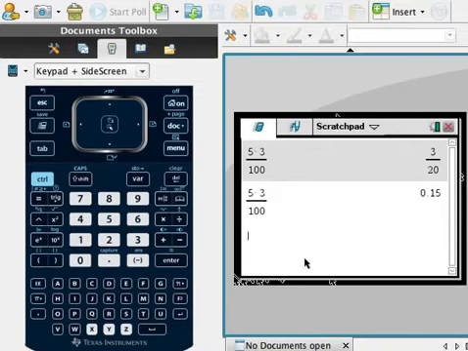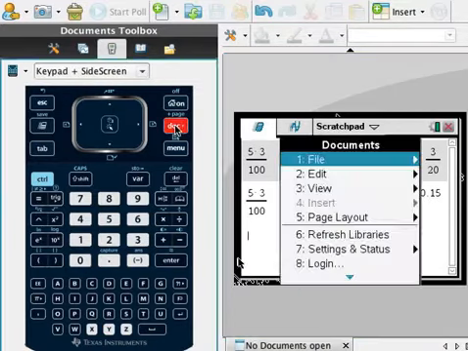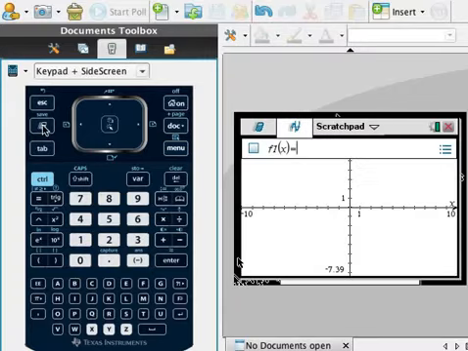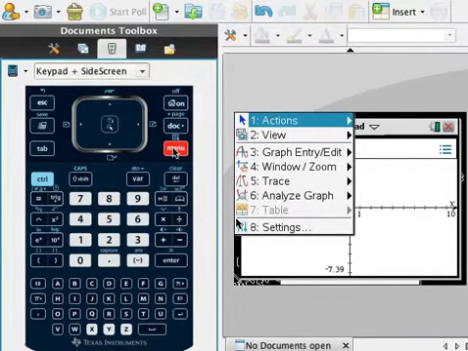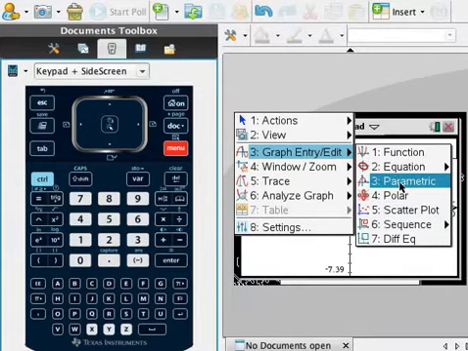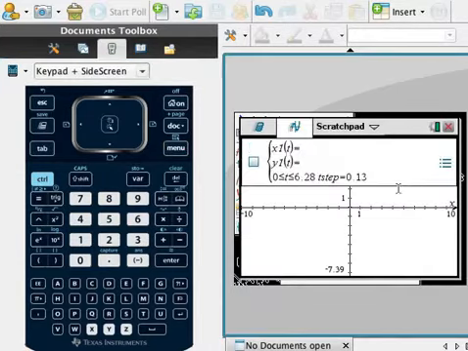It doesn't matter what's in your calculator, but you do want to clear it. So Doc B, when you're on this screen, clears everything. Then you go to the graphing screen, and we're going to put in an equation, but we want a parametric equation. So we go to Menu, go to 3 where it says Graph Entry, and then go down to 3 again where it says Parametric. That'll pull up your equation like this.